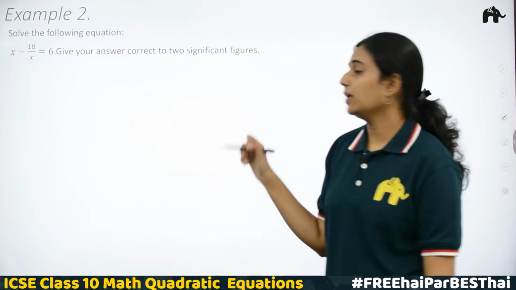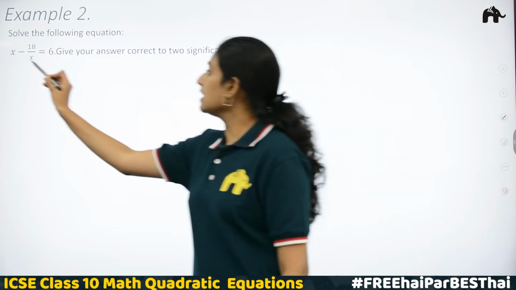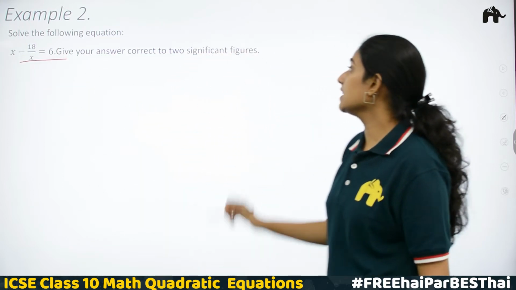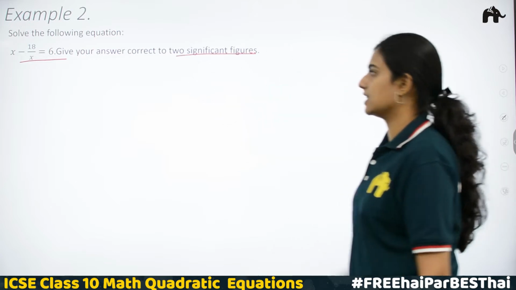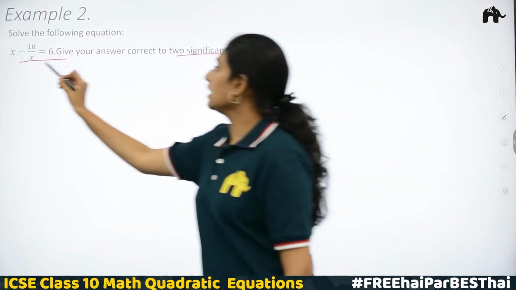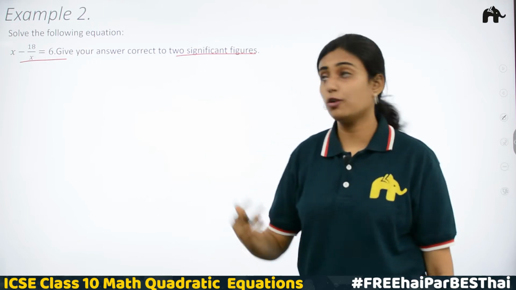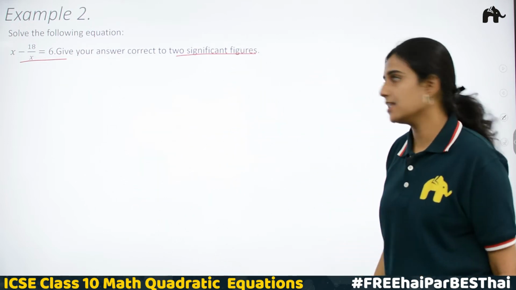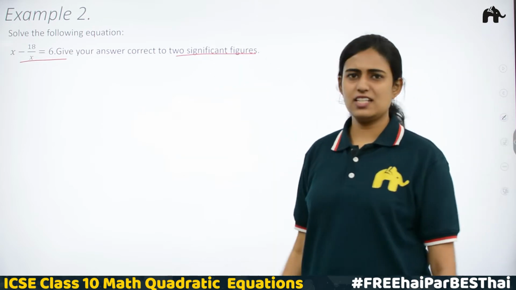Solve the following equation, x minus 18 by x is equal to 6. Give your answer correct to two significant figures. Okay, here this equation is not in the standard form. First, we have to convert this into the standard form of quadratic equation. Now, what about significant figures?